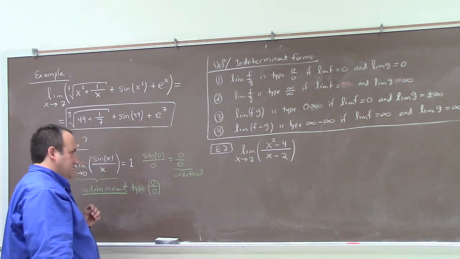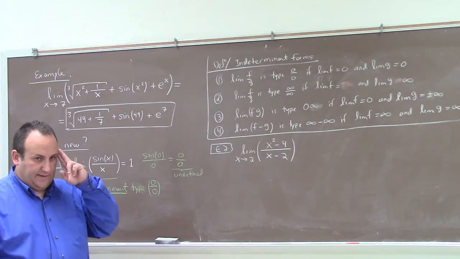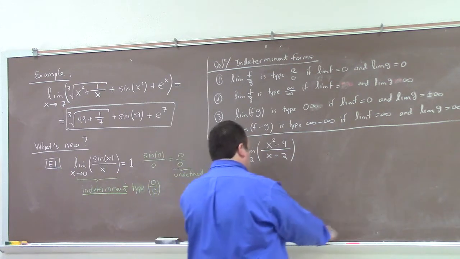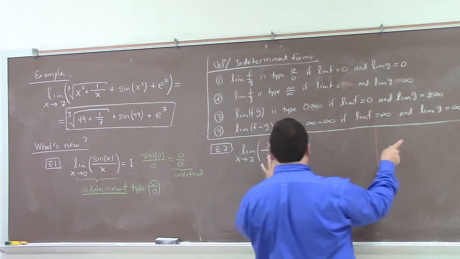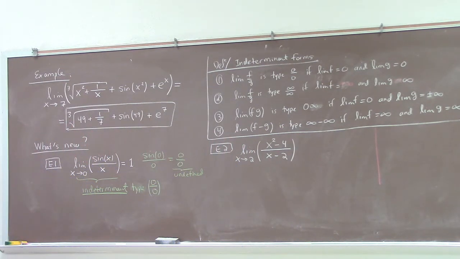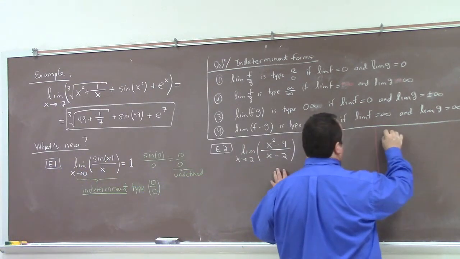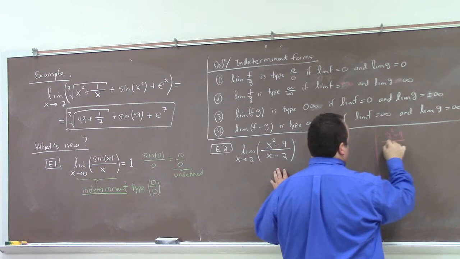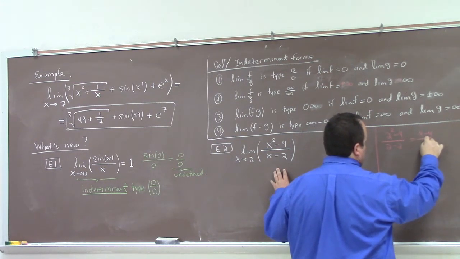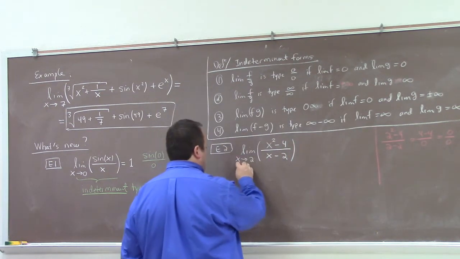So, sidebar. First thing you do, think about plugging in the number, right? Maybe a good practice is to go over here and say, okay, I'm going to try plugging in the number into the expression being limited. And when I do that, what do I get? I get 4 minus 4 over 0. That's 0 over 0. This is type 0 over 0.